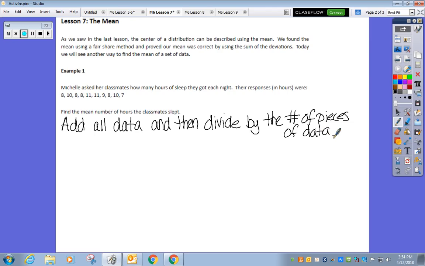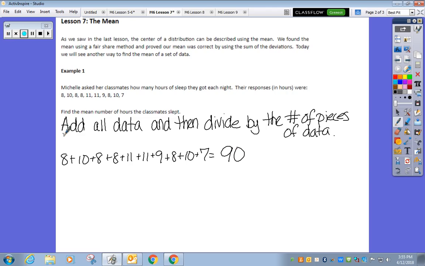Okay, so what I would do here is I would take all of these numbers, 8 plus 10 plus 8 plus 8 plus 11 plus 11 plus 9 plus 8 plus 10 plus 7, and add them all up. I'm going to forewarn you, you want to be very, very careful about adding them up. You may want to try adding them a couple of times to make sure you get the same thing. You can use your calculator, so make sure that you're adding carefully. Double check that you get the same answer each time. So in this case, if I add them all up, I get 90.